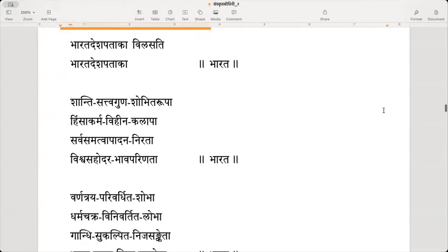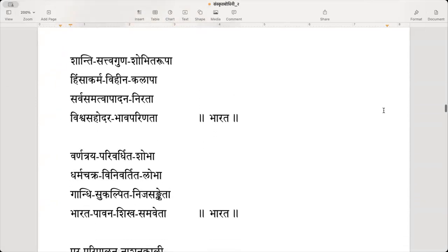Then shanti sattva guna shobhita rupa himsa karma vihina kalapa sarva samatva padana nirata vishwa sahodara bhava parinata. So this, I think, indicates the symbolism behind the flag. It represents shanti and then ahimsa. First is sattvaguna. Shanti, sattvaguna, shobhita, she shines. Then himsa, which is ahimsa.